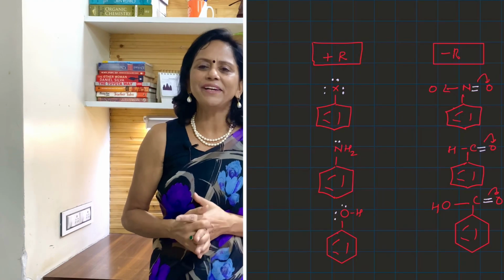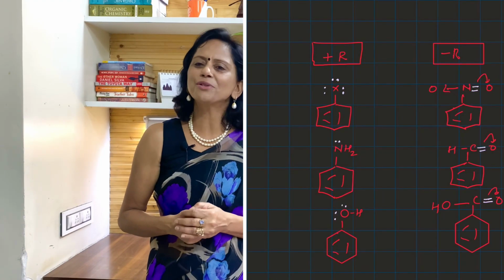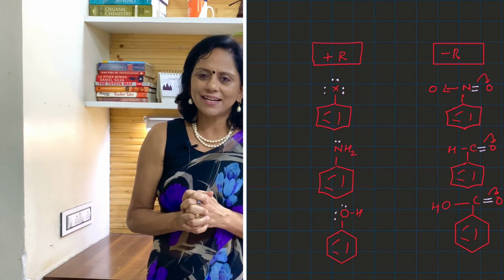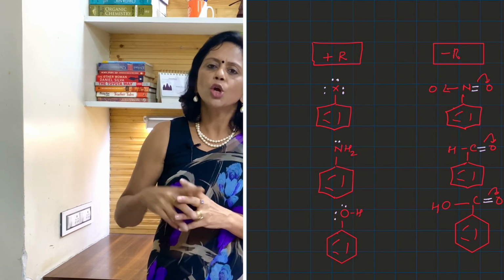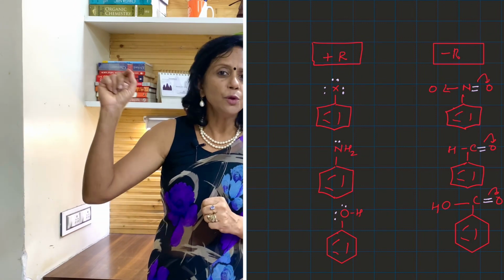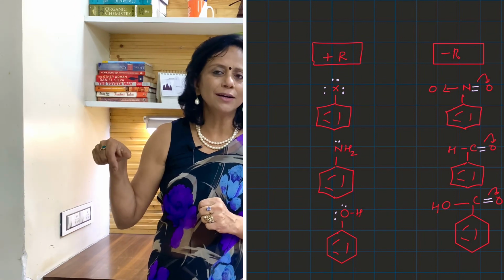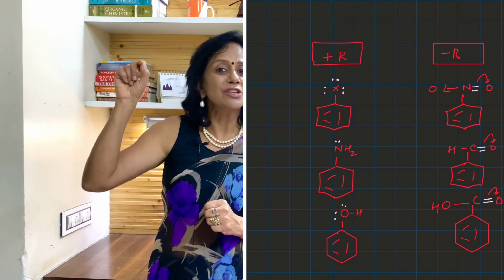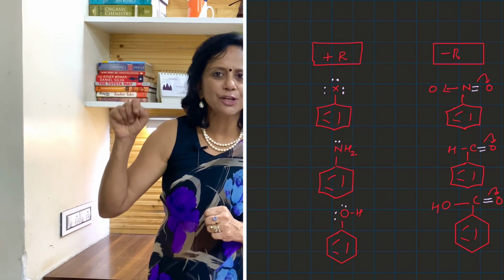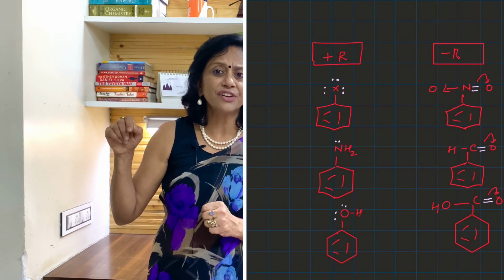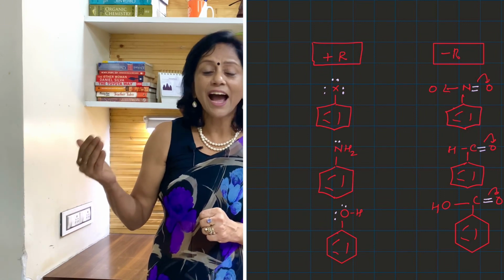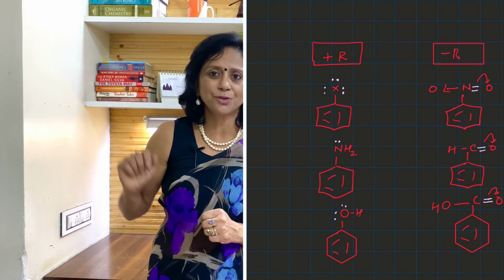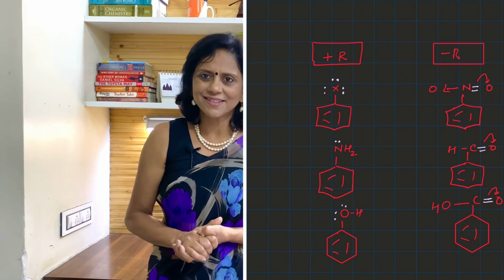There is one more way to identify plus R and minus R. I just thought I'll share that also with you. Look at haloarenes, chlorobenzene, bromobenzene. The atom which is directly attached to the benzene ring has a lone pair of electrons, so the electrons will get into the benzene ring. For that matter, phenol and aniline all have lone pairs of electrons on the atom directly attached to the benzene ring, so they will show plus R.